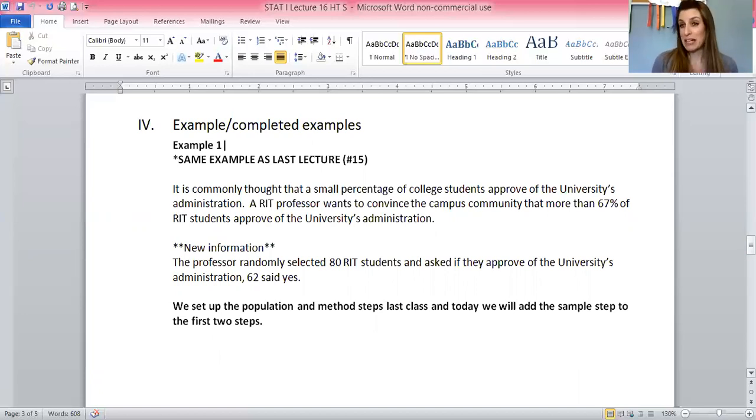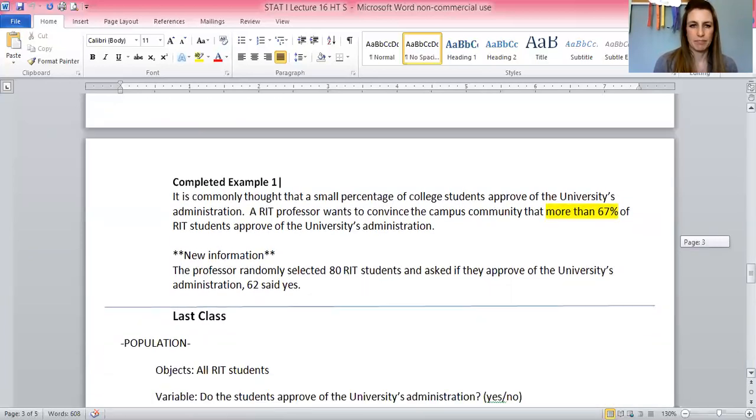And I had to give you some more information because that was just the background of the problem. It didn't give me anything about a sample that was taken, right? A study that was done. So my new information, here's my second paragraph. It says the professor randomly selected 80 RIT students and asked if they approve of the university administration. 62 of them said yes. Now, if you remember, that's what I'm interested in, the students that approve. So it's the students that answered yes to the question, right? So last lecture, we set up the population method steps, and today we're going to do the sample step. So I'm going to go on to the next page to get the completed example.